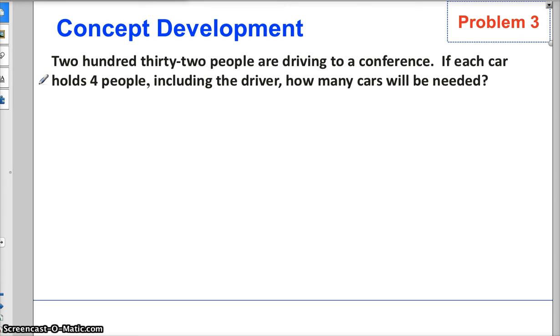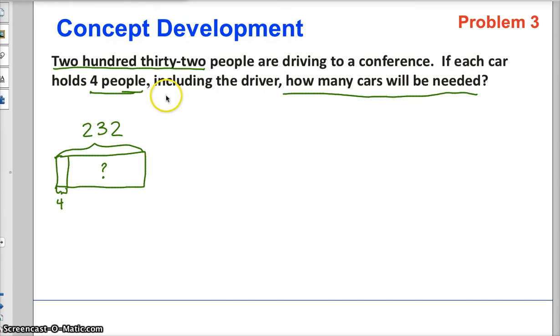Okay, our next problem is problem number 3, and it says 232 people are driving to a conference. So they wrote it in word form. If each car holds 4 people, including the driver, how many cars will be needed? So draw your tape diagram. If you get stuck, again, pause the video, draw your tape diagram. If you get stuck, remember, go ahead and play to the tape diagram before you do the division problem.